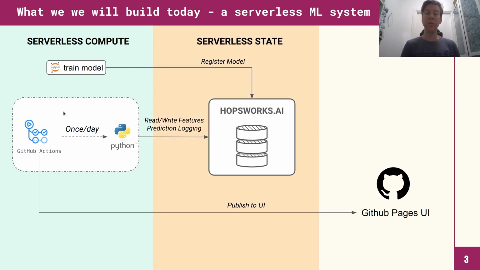Now the state that will be stored will be the features, the data for our machine learning model, the actual model itself, and we're also going to store the prediction logs in Hopsworks.ai. And then finally, the user interface to our platform will be based on GitHub pages. And GitHub pages is part of GitHub, and for every GitHub repo you can have a GitHub pages UI, and we're going to create one of those in very simple markdown code.